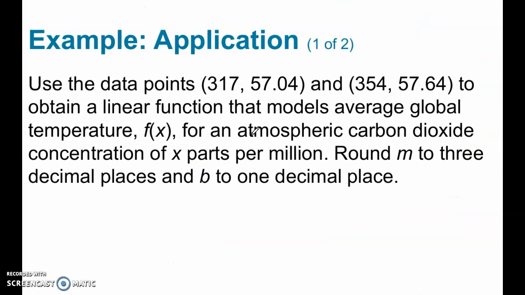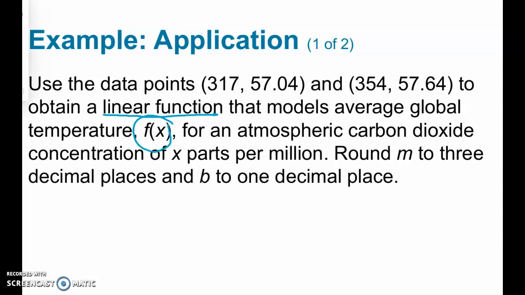The last thing that we're going to look at in this section is an application of slope, because we try to apply the different topics and objectives to a real life situation. Here we have some data points. The data points are given as x, y ordered pairs. And it says, use the data points to obtain a linear function that models average global temperature, f of x. So we're told it's a linear function. That means it is a straight line that models the average global temperature.